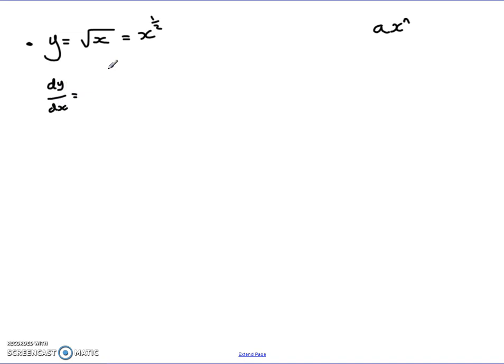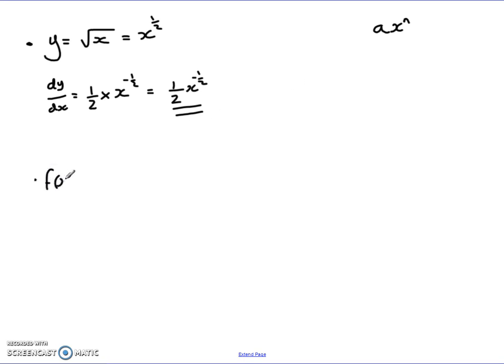And it follows the exact same pattern. Remember, to get the derivative, bring the power down in front, and take one off the power. So I'd bring the power down, so I've got a half, then it's multiplied by x to the power of a half take away 1, which gives me negative a half. So that would give me 1 half times x to the negative a half. That would be the derivative of x to the half. We have to remember to do this first and change it into this form.